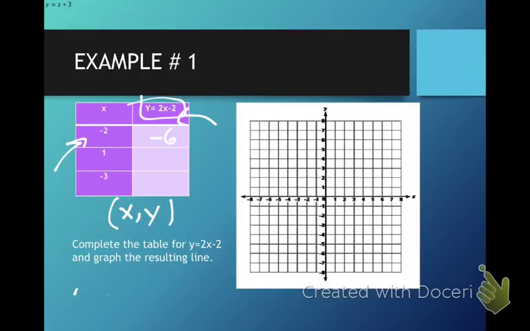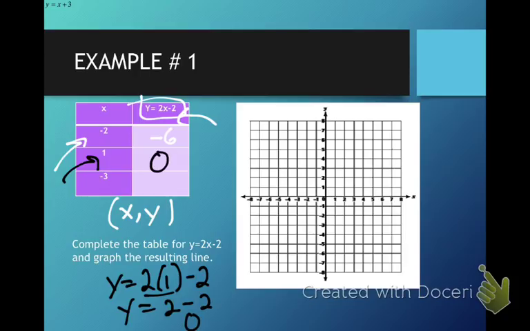Now that we have the first one, which is at -2, -6, we're going to do the same thing for the number 1. So I'm going to put that in for this one right here. Okay, so for 1, we're going to go y equals 2 times 1 minus 2. We're going to go ahead and do multiplying first because it's still following the order of operations. y equals 2 minus 2, and 2 minus 2 is 0. So this one is a 0. We're going to do the same thing for the last one. We're just going to plug it in.